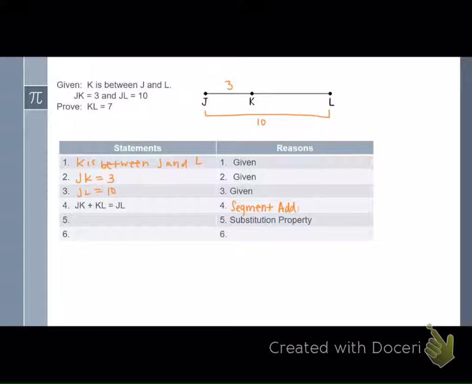Postulates are assumed to be true. So it's pretty clear that that makes sense, but there's no proof to it. Again, these are segments, so that's why you're using the segment addition postulate.